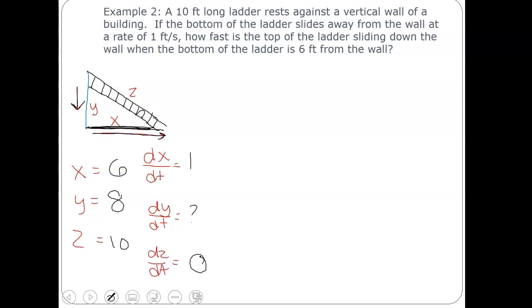Okay? So then this is a ladder. We're talking about rates of change of lengths of sides. So my equation is the Pythagorean theorem. Then I take my derivative. So that's my given formula. Then I need to derive it.